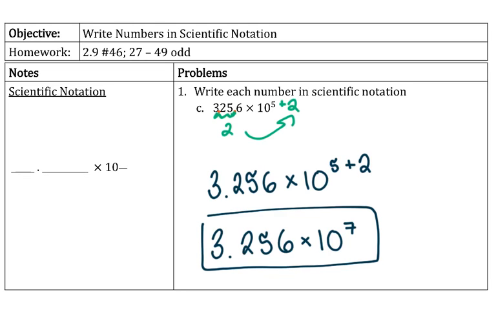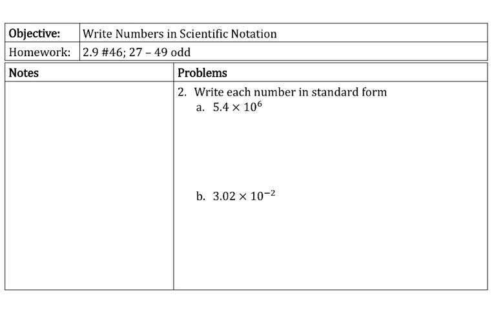Something else you might have to do is expand this back into standard form. So for example, if I'm looking at this number here, 5.4 times 10 to the 6th in scientific notation, what this tells me is I need to take this decimal and move it 6 spaces. And since it's positive, we're going to move it 6 spaces to the right to make it a large number.